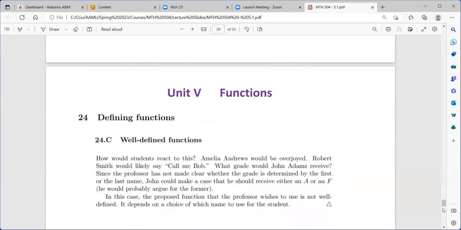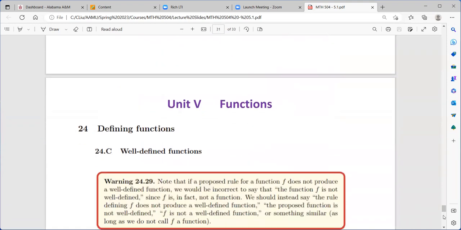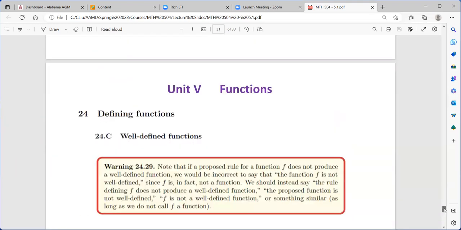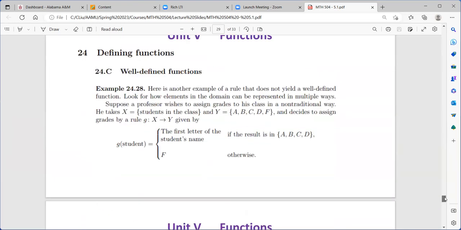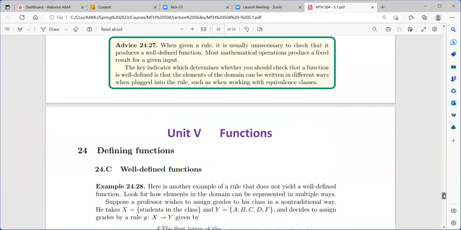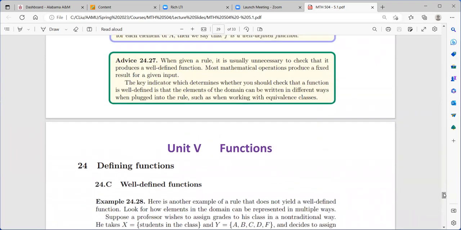I guess we didn't finish the section. We still have quite a little bit, and we cannot finish it today. So let's just stop here, and we'll finish this section next time.